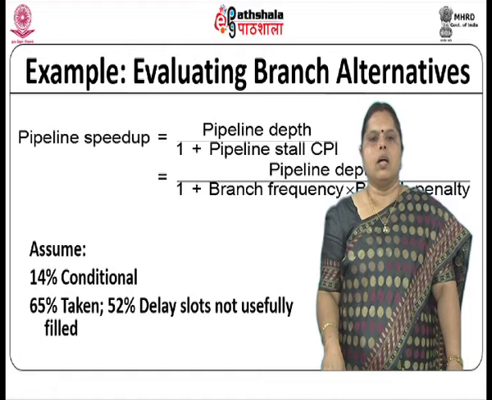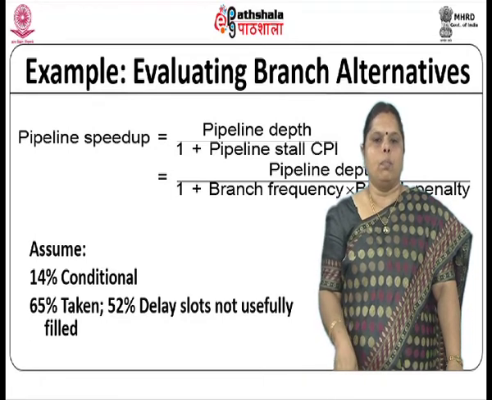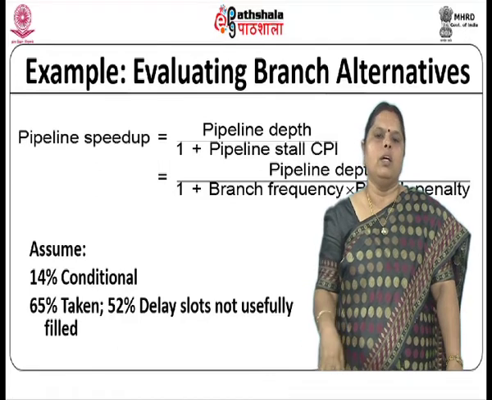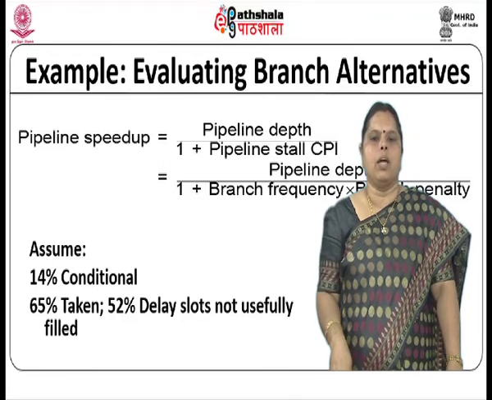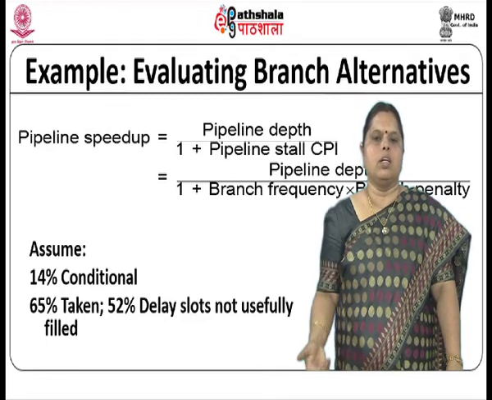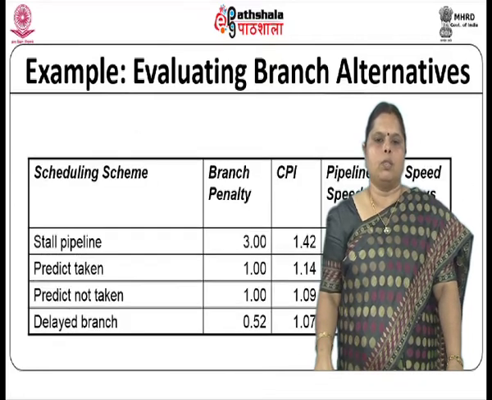So, this is an example showing how you can evaluate the branch alternatives. You know, the pipeline speedup is always given by pipeline depth divided by 1 plus pipeline stall CPI, where 1 is your ideal CPI value, and because of control hazard you can have stall cycles, which is defined by your branch frequency into your branch penalty. So, this is an example problem that has been worked out.